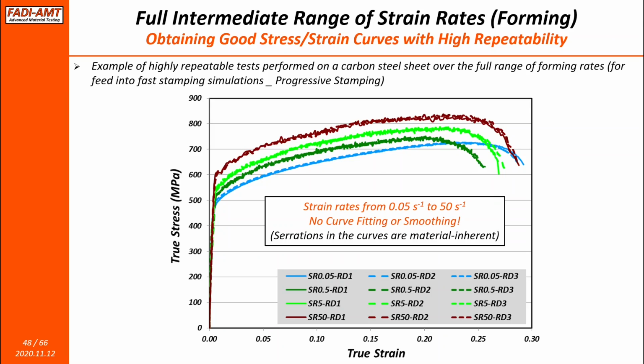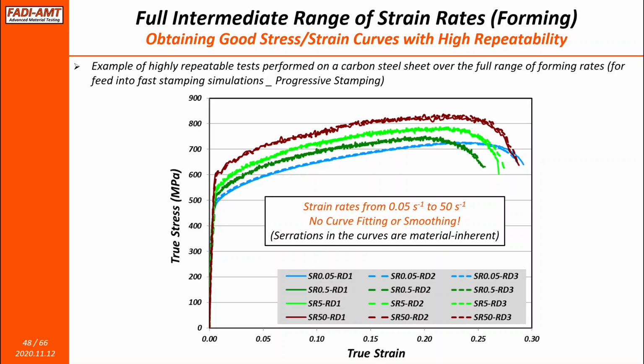Now we go to maybe more comprehensive examples. This is a full set of curves for a stamping application. This is a progressive stamping material, and so you can see the strain rates going from 0.5, maybe upper quasi-static, to 50. This is almost upper intermediate to early high rate. And so you can see the 4 sets of curves right on top of each other, high repeatability, good quality curves.